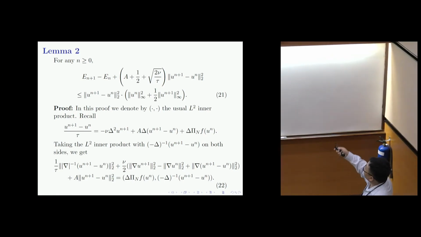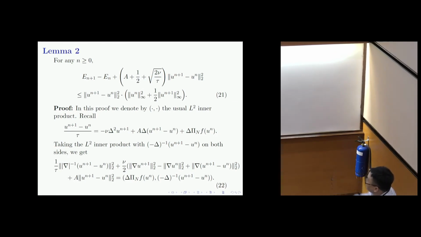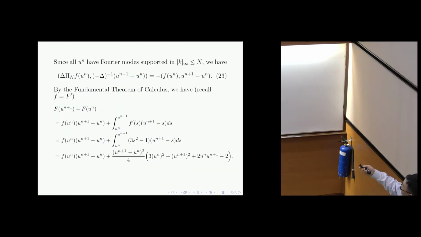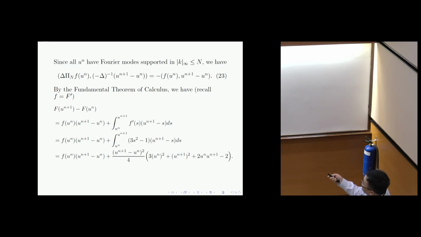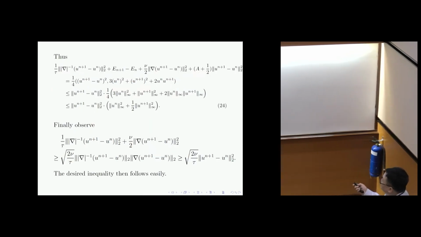This proof is very straightforward. You just use the usual L2 inner product with this term, minus the inverse Laplacian of u^{n+1} minus u^n, and multiply on both sides. We use a periodic boundary condition. With the Green formula, you can have the following equality, and then further collect that. Using the fundamental theorem of calculus, you can get the original energy functional, part of the Ginzburg-Landau free energy. So finally you get the lemma. That's not a very difficult proof.